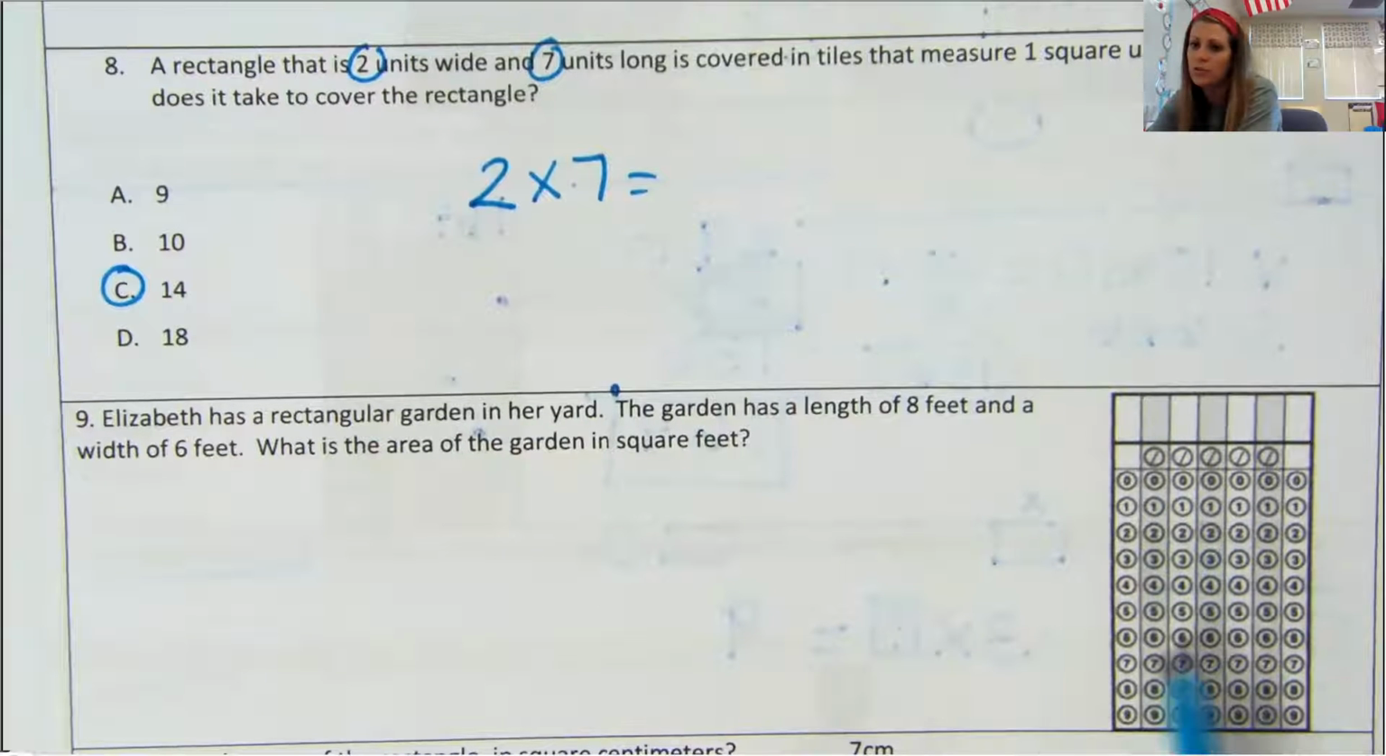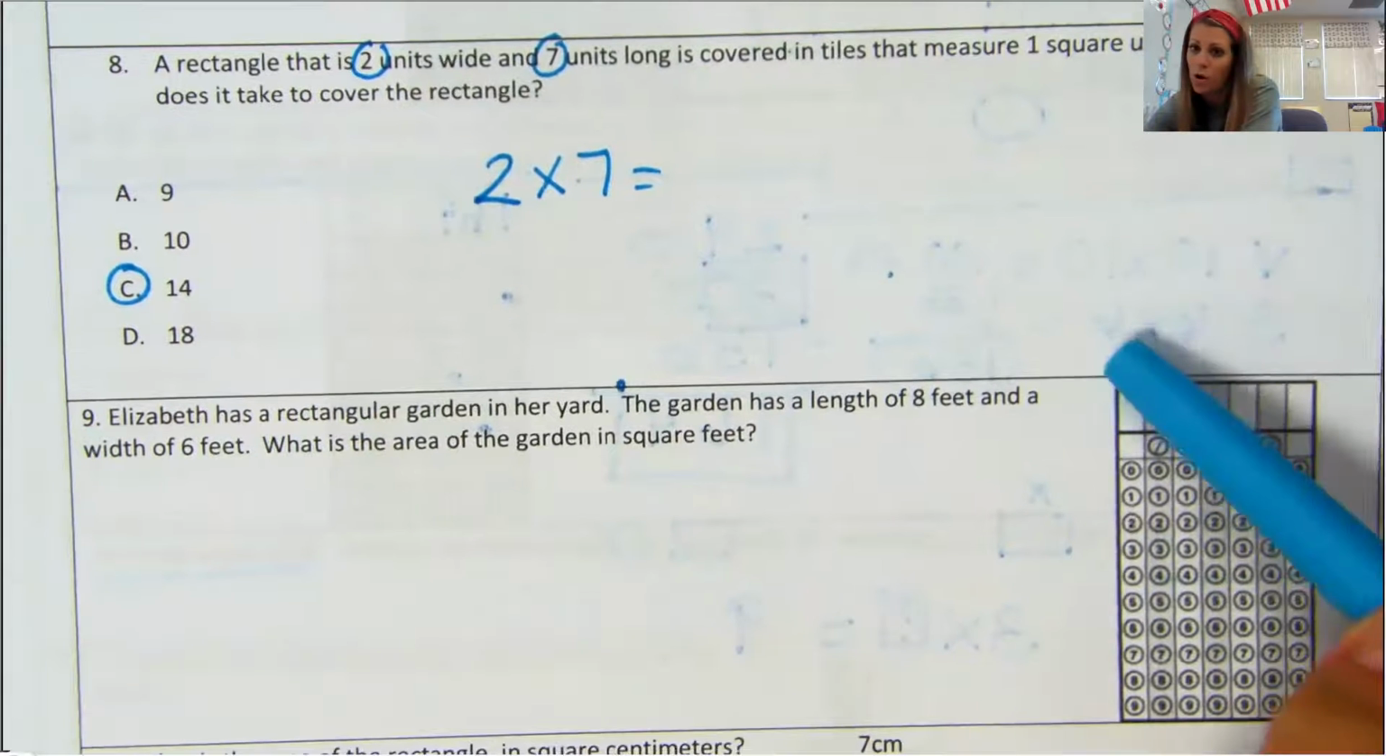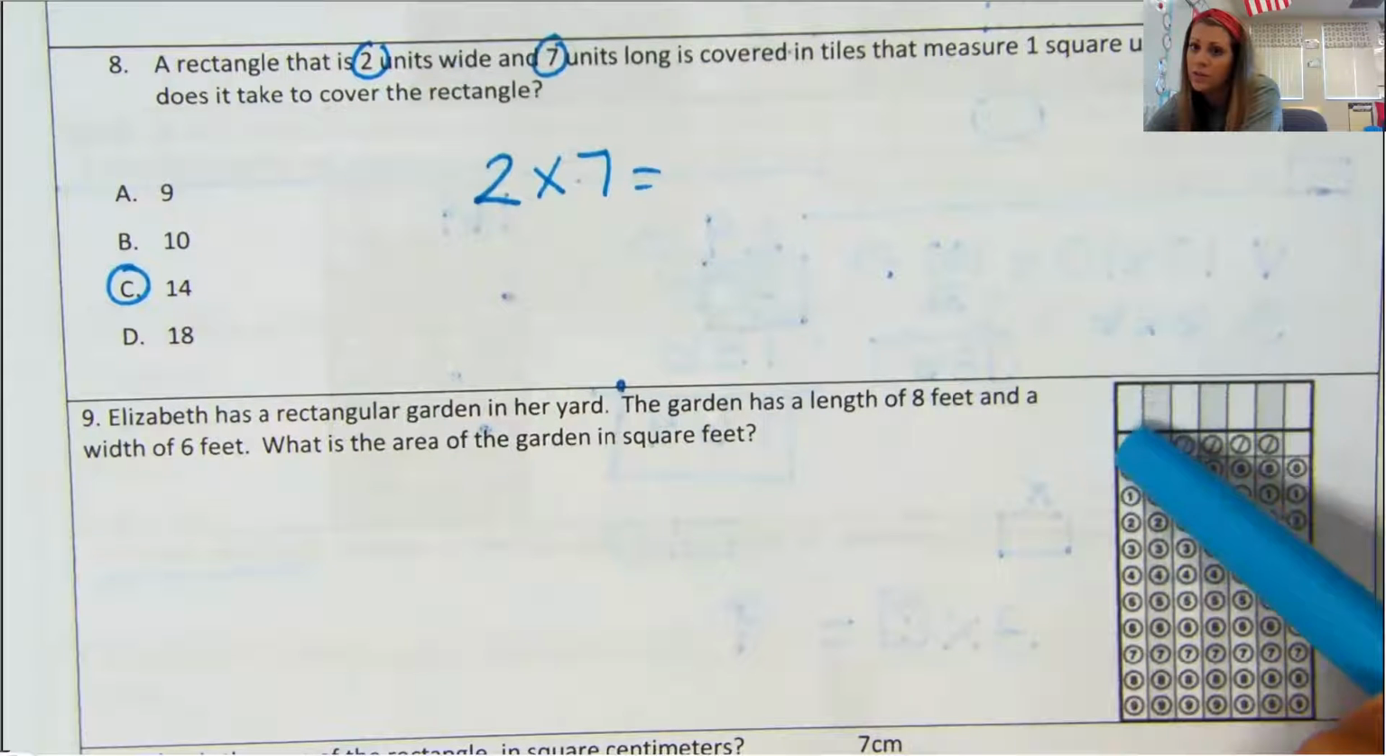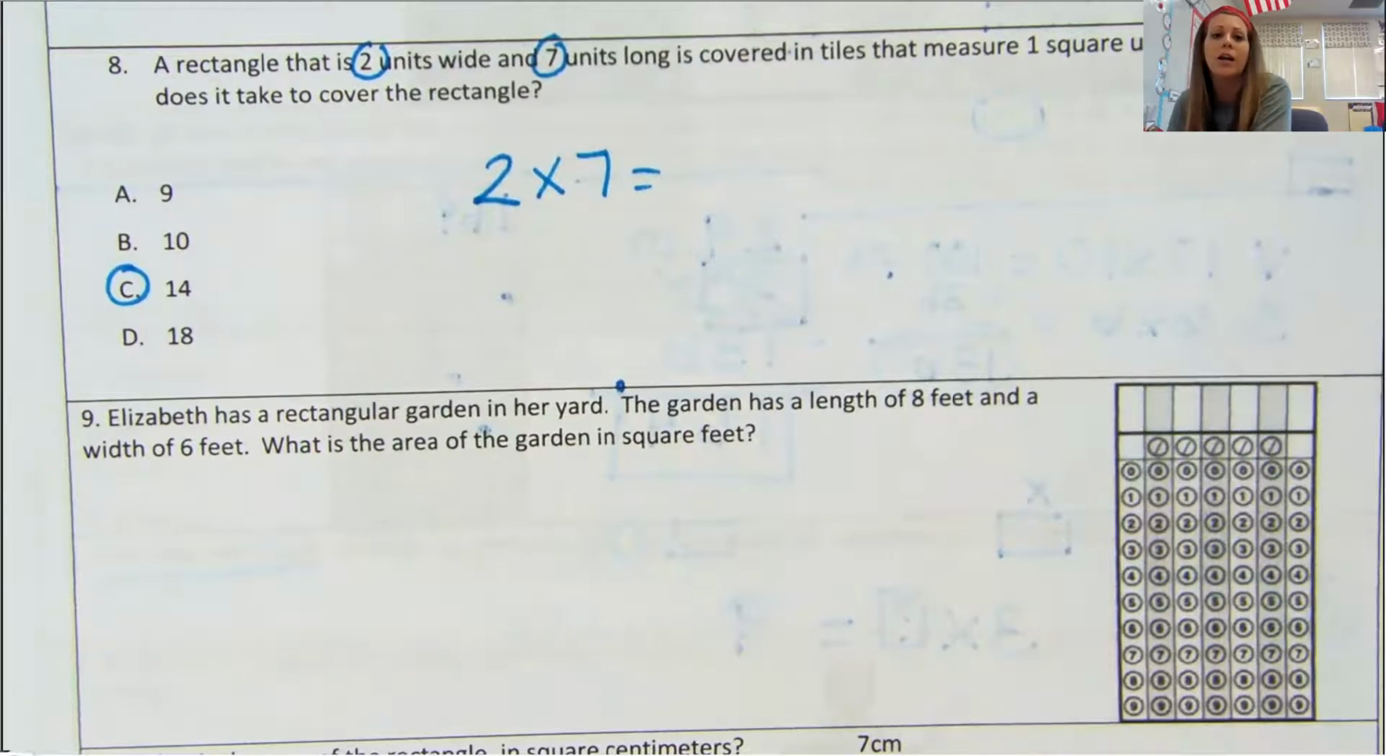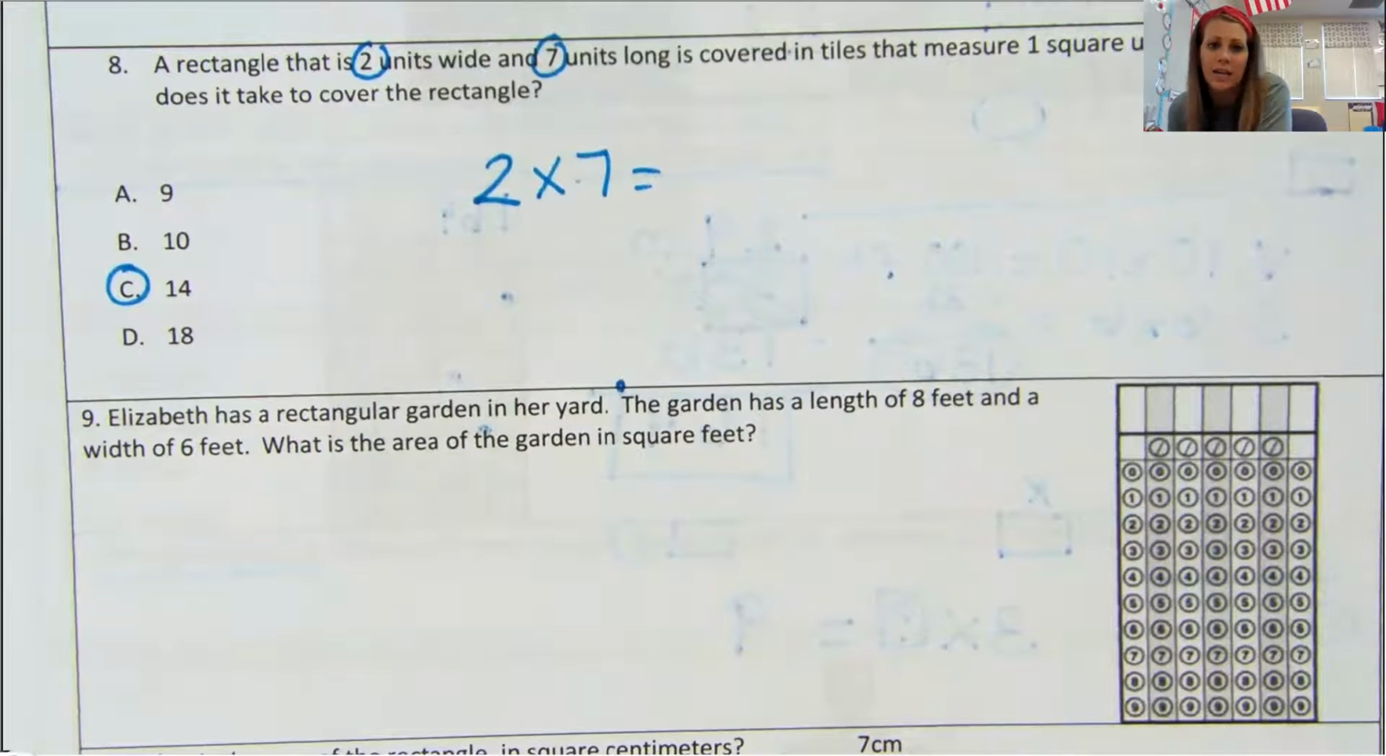Here's one of our grids. So remember, if you feel comfortable writing it in before we go over it, remember where you start. You always start in this first column. All right, here we go. Elizabeth has a rectangular garden in her yard. The garden has a length of 8 feet and a width of 6 feet. What is the area of the garden in square feet? Go ahead and pause the video and solve your answer.